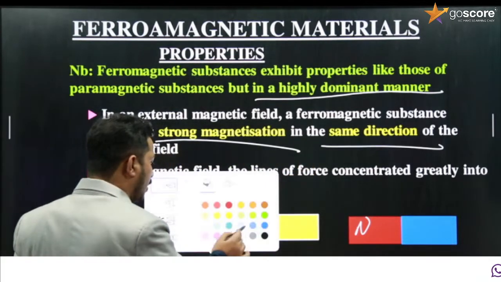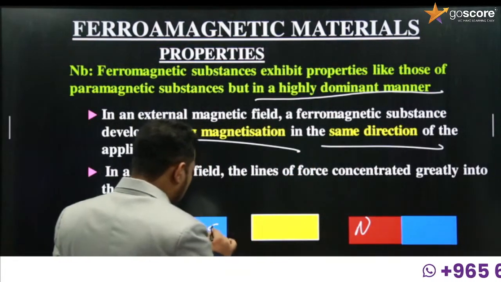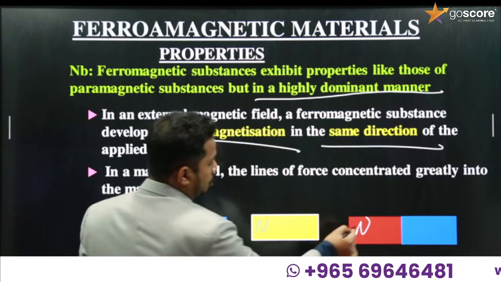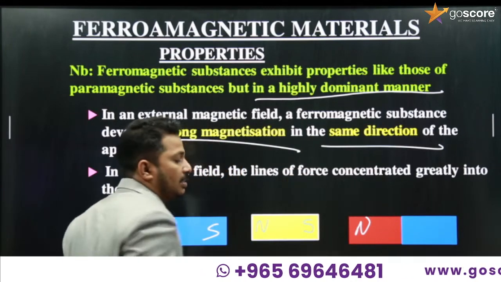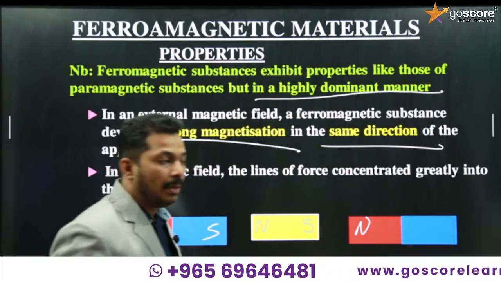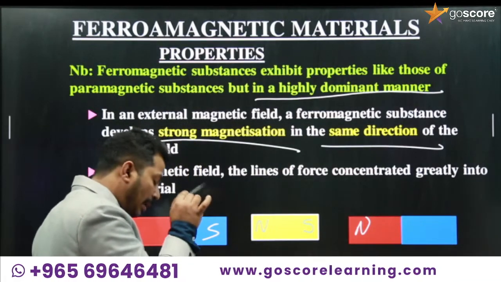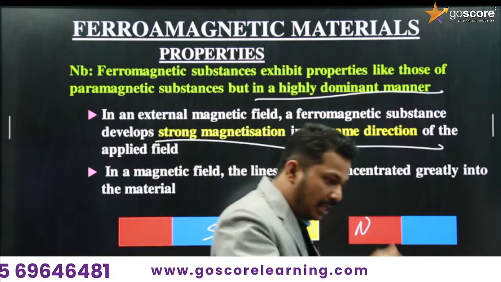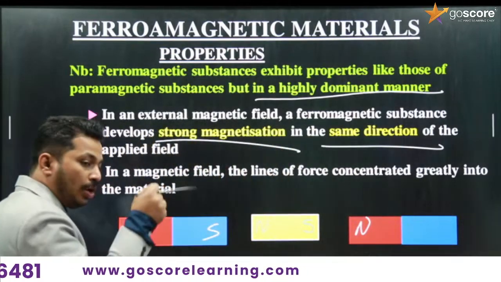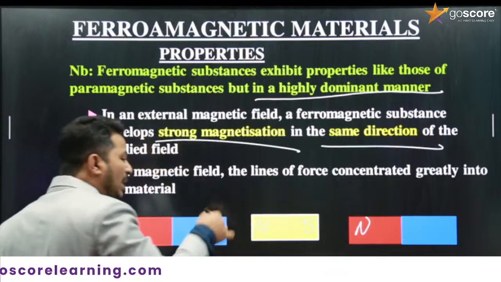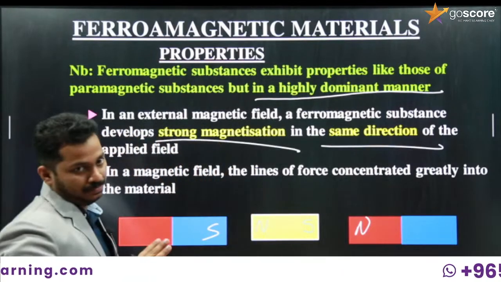Same direction means what? Where there is a south pole here, it will be a north pole, and where there is a north pole here, it will be a south pole. That is what same directional magnetization is. So it will develop magnetization in the same direction, and it will be strong enough. This ferromagnetic material will be strongly magnetized.